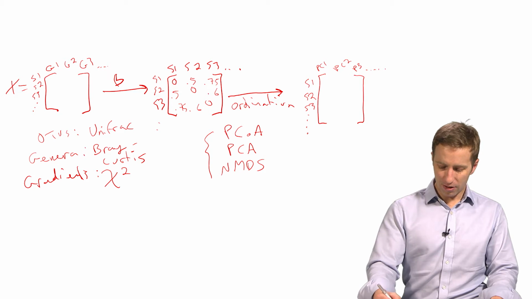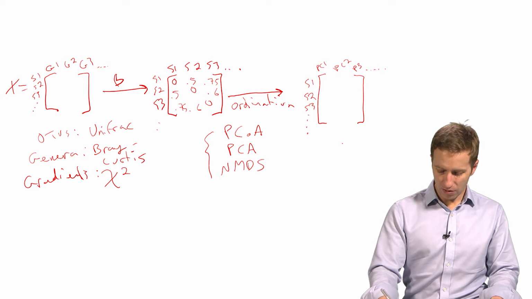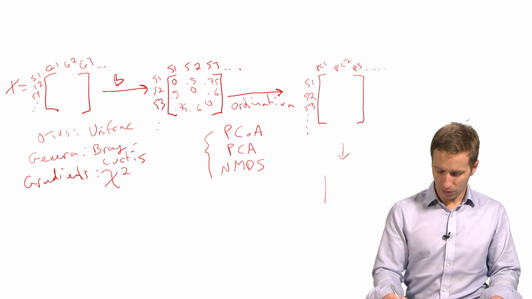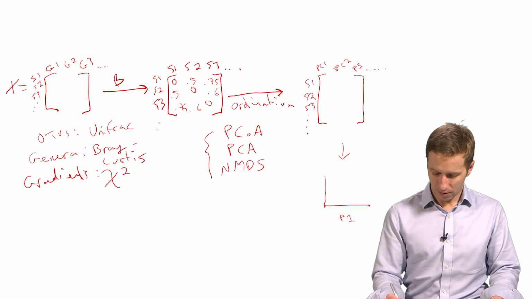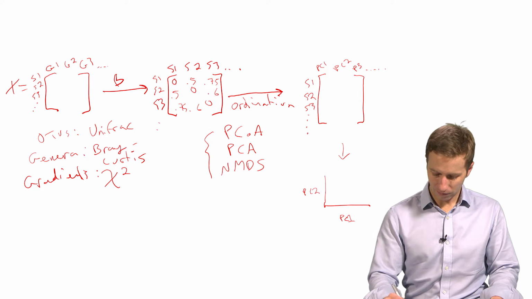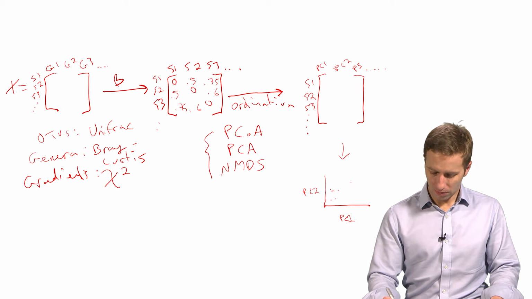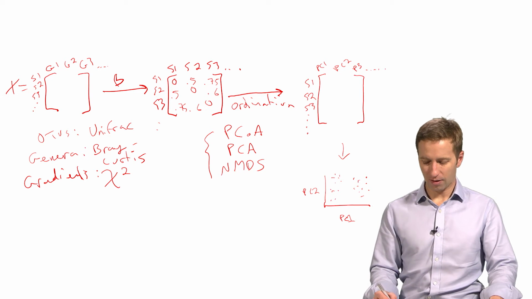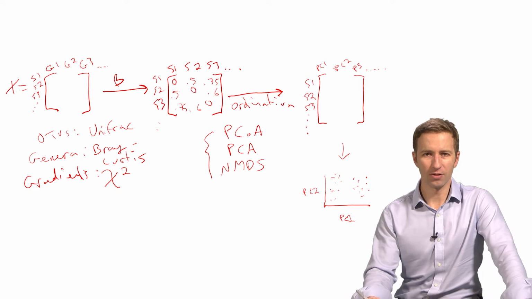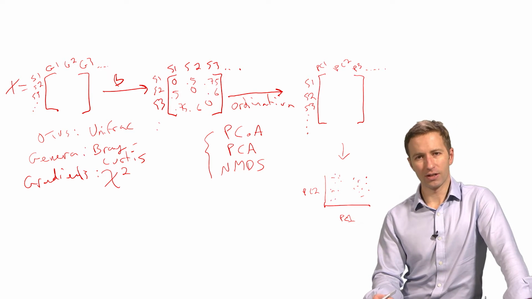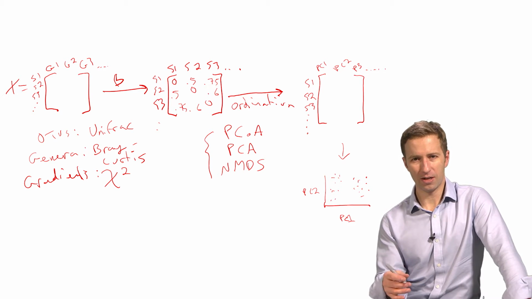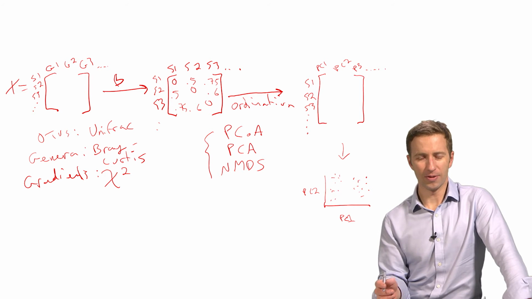Once you've run the ordination technique, then you can plot the samples on PC1 and PC2 and start to see whether, for example, there's some clustering based on your experimental groups. So what I'd like to do now is discuss differences between PCoA, PCA, and MDS using some code demos.